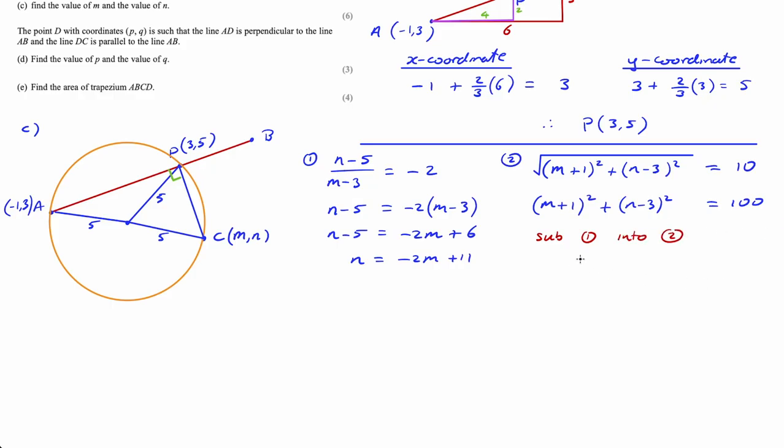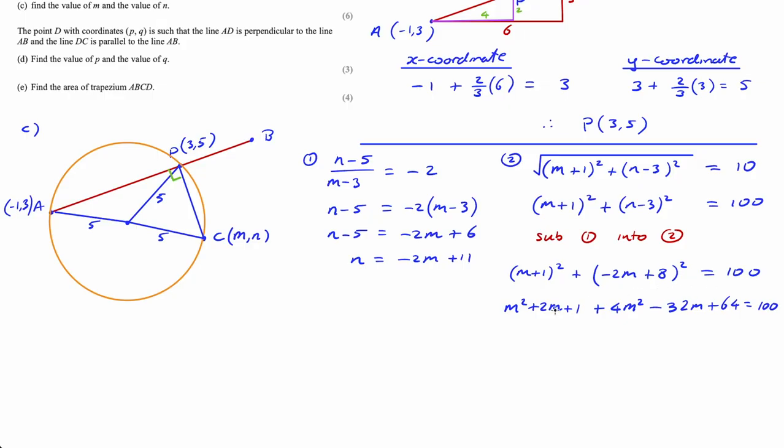This gives me m plus 1 squared plus, now instead of n, I'm going to write minus 2m plus 11, but there's plus 11 minus 3, which is plus 8 squared equals 100. Now I have a quadratic. Expand all this out because I'm going to do this quickly. m squared plus 2m plus 1, don't mess that up, plus this squared is 4m squared minus 32m plus 64 equals 100. Make sure you know how to do that.